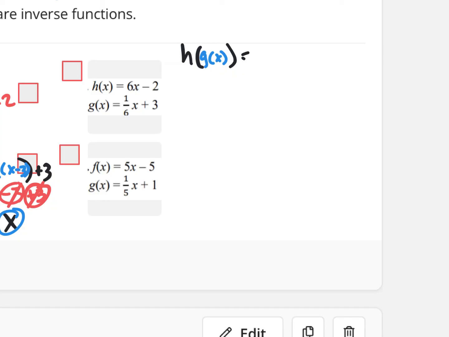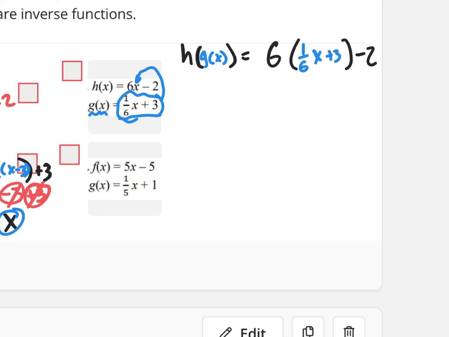So here it is, 6, big parentheses, minus 2. And like I said, we're plugging in the g of x function, which is the 1/6 x plus 3, right into the parentheses. And when you start multiplying, 6 times 1/6 cancels out. You just have an x left over. And then when you distribute 6 times 3, that'll be 18.